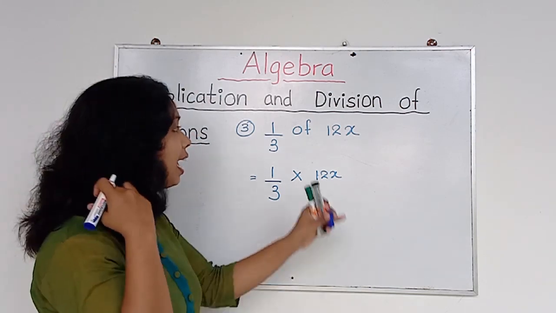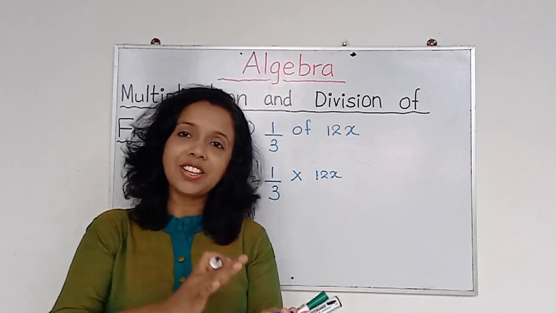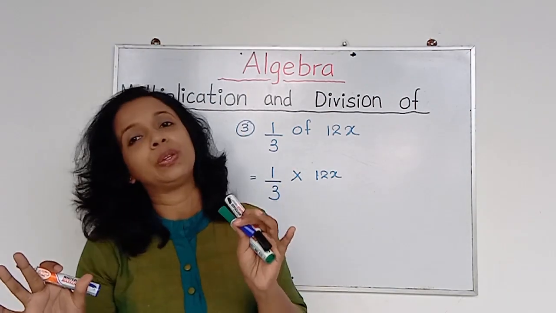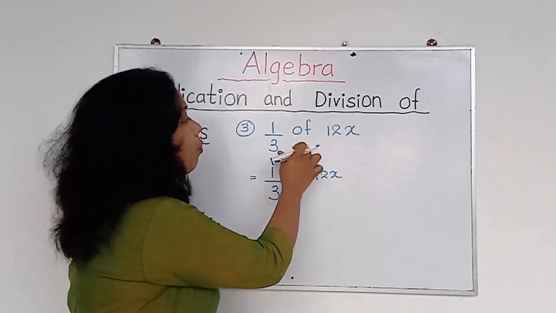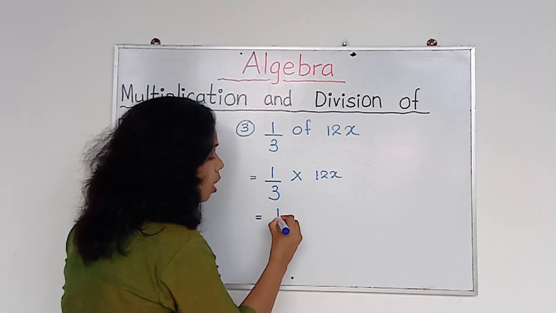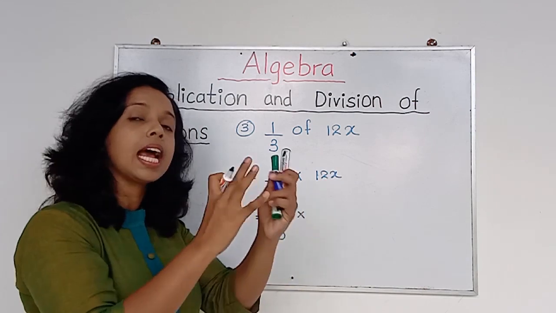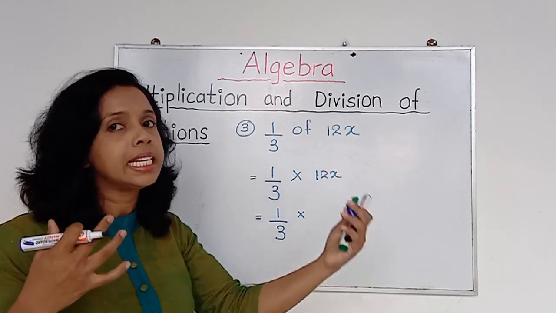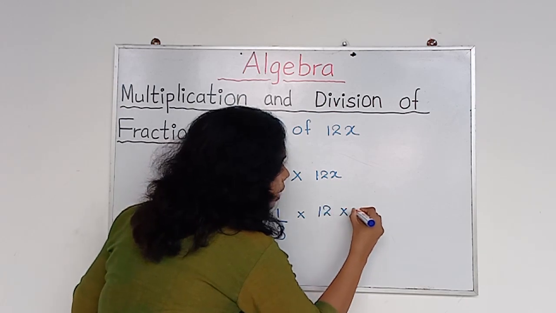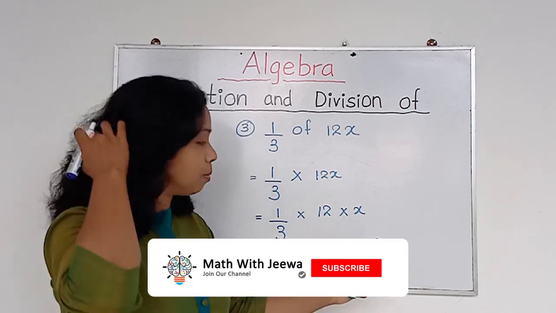Right? Earlier you had the multiplication sign and the division sign. But here they have not mentioned whether it's a multiplication or division. But you know this "of" tells you to multiply. Right? So then how can you do that? 1 over 3 times, and this 12x I expanded again for easy simplification. Look at this, 12 times x. So instead of 12x, I write 12 times x.